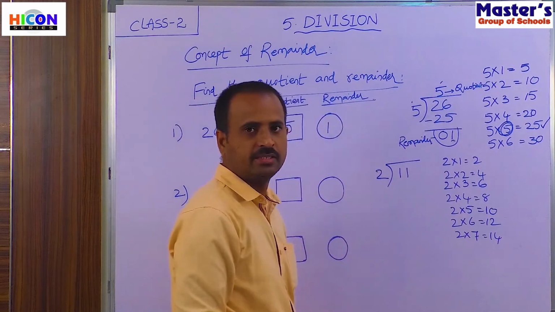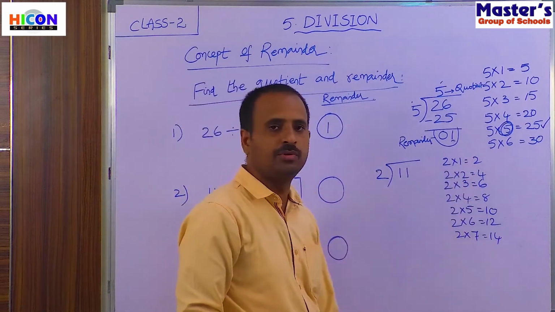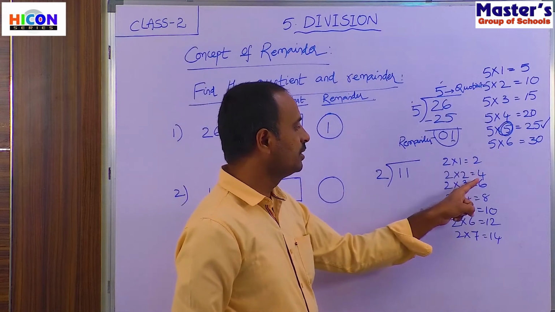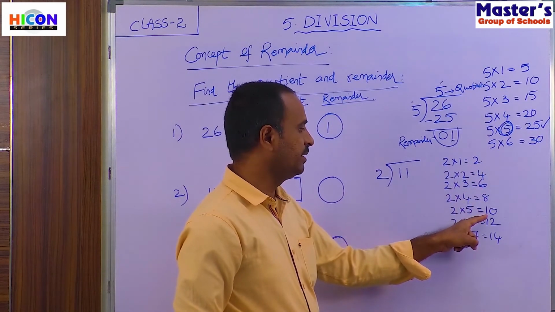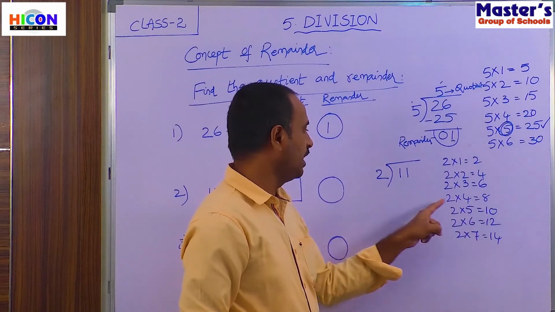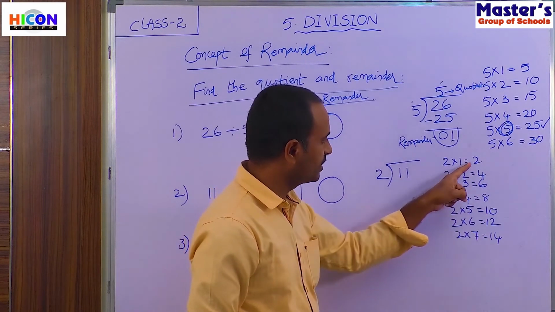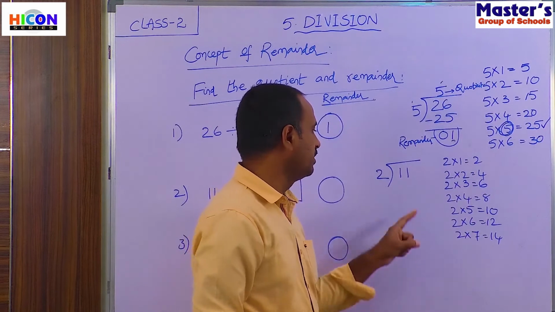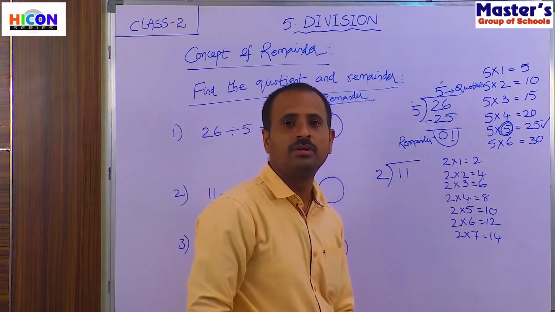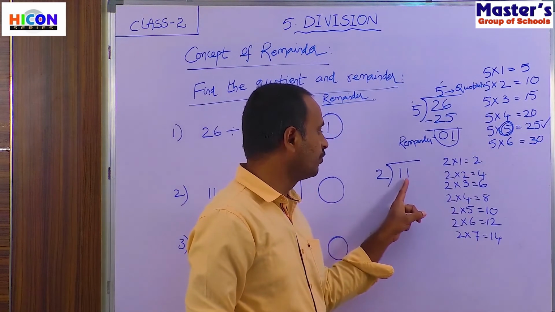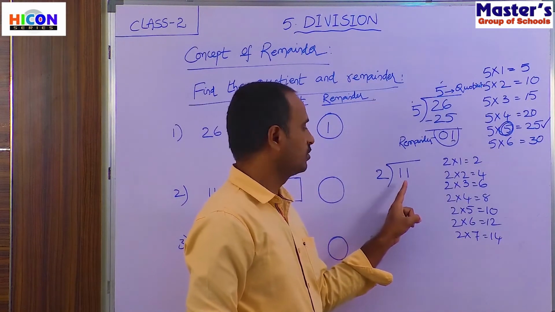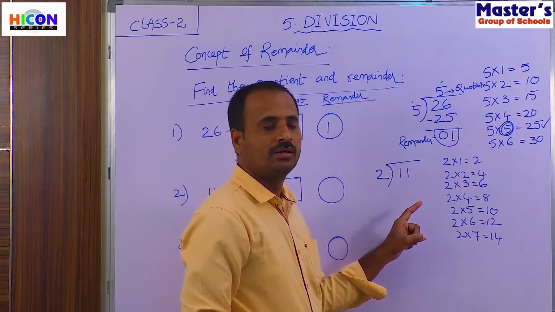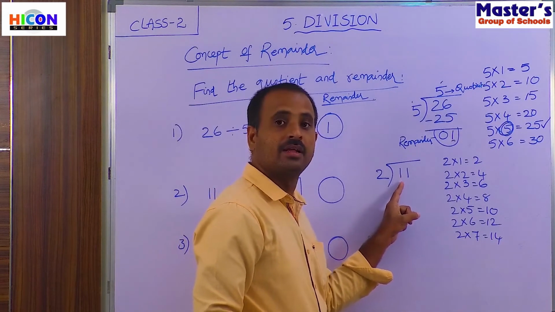So in this way, children, if you observe the second table, the first number is 2, second number 4, third number 6, fourth number 8, and fifth number is 10. And we did not get the number 11 in the second table. So if we did not get the number 11 in the table, just take its before number in the table. So what is the before number for 11? The before number for 11 is 10.